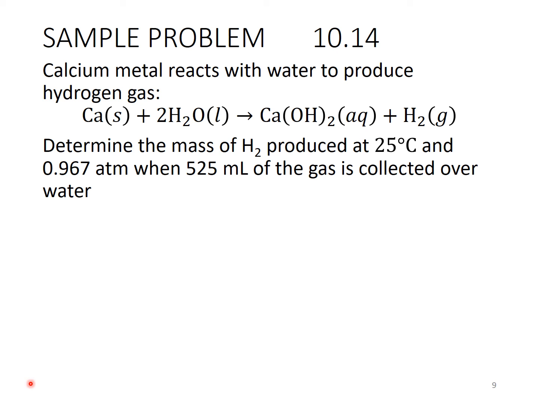So it's going to be hydrogen gas plus water as a gas, water vapor. Okay, so let's determine the mass of hydrogen produced at 25 degrees Celsius and 0.967 atmospheres when you have 525 milliliters of the gas collected over water. Again, it's the gas mixture that we're referring to.